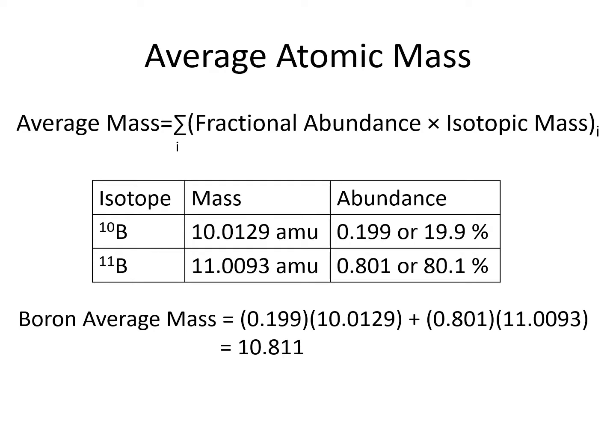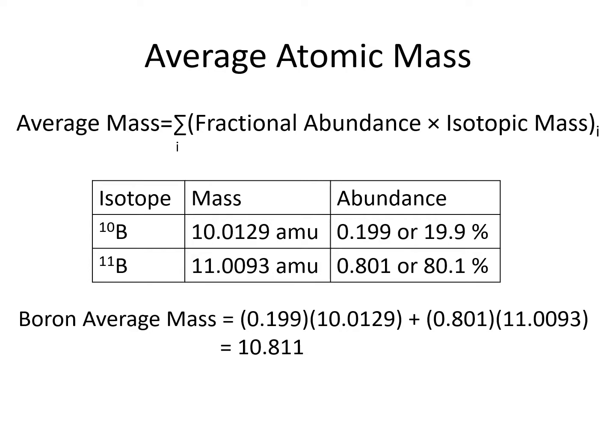We can calculate average atomic mass by finding the sum of the fractional abundances times their isotopic masses. Let's look at boron, for example. It has two main isotopes, boron 10 and boron 11. Boron 10 has a mass of 10.0129 AMU and an abundance of 19.9%. Boron 11 has a mass of 11.0093 AMU and an abundance of 80.1%.